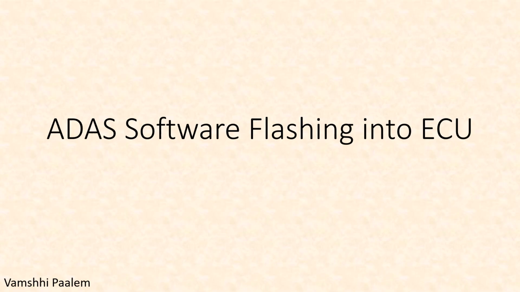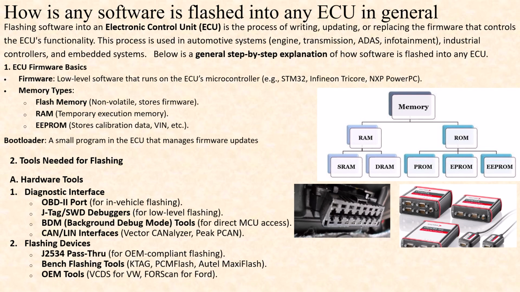Before we read about how ADAS software is flashed into the ADAS ECU, we will briefly touch upon how any software is flashed into any ECU in general. Flashing an ECU, an electronic control unit, is a process of writing, updating, and replacing the firmware that controls the ECU's functionality. Understand this sentence carefully. First you write, then you update or replace the firmware that controls the ECU's functionality.